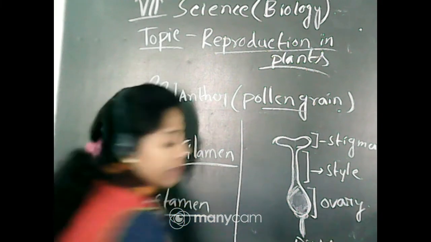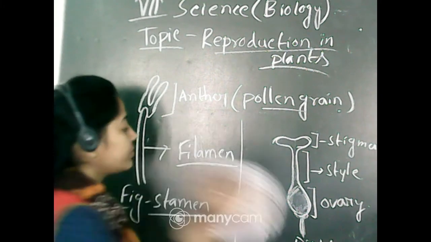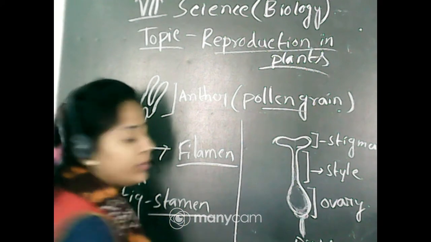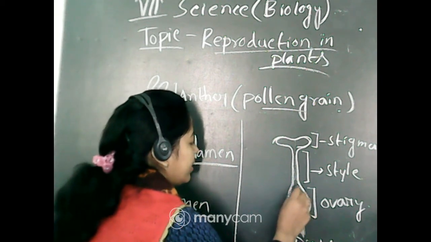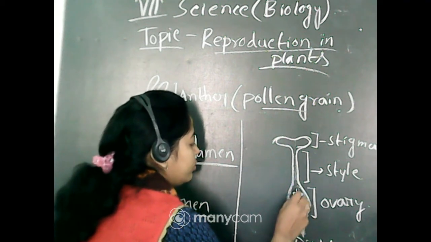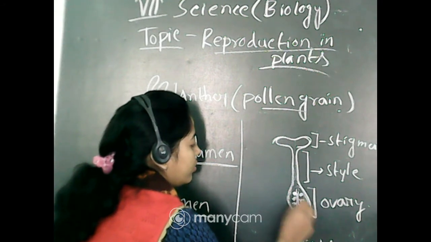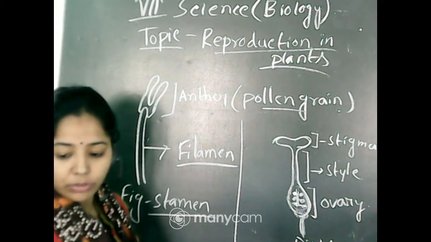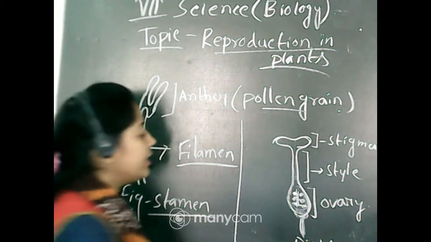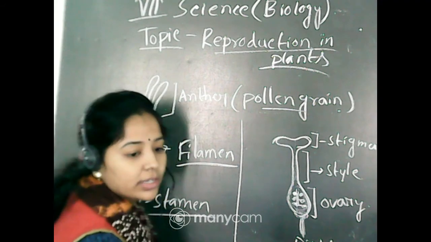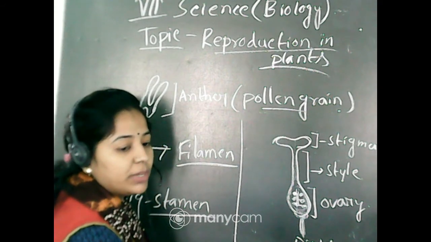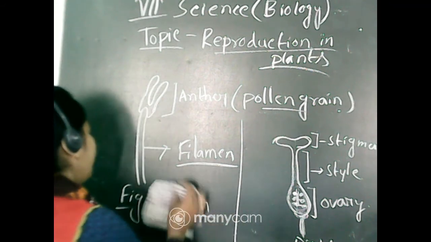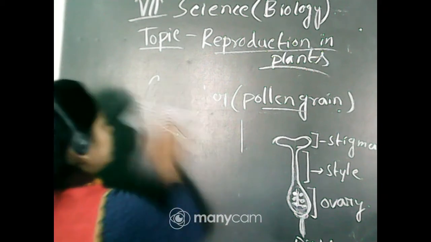Inside the ovary, if we cut it in a transverse section, we can see the presence of ovules on both sides. These are called ovules. The ovary contains one or more ovules. I hope you understood this picture. I have drawn the male and female reproductive portions of this flower.